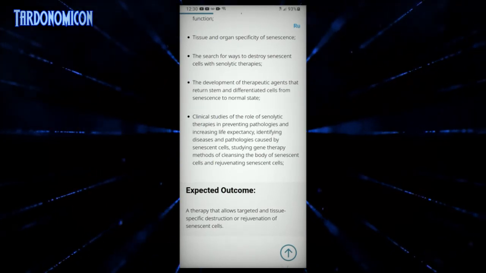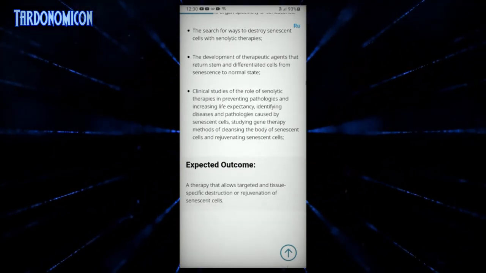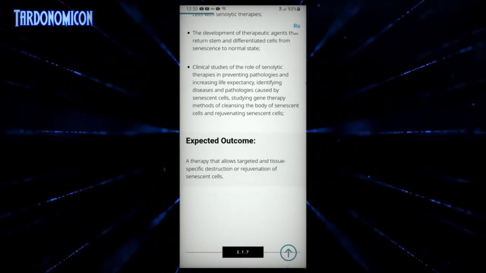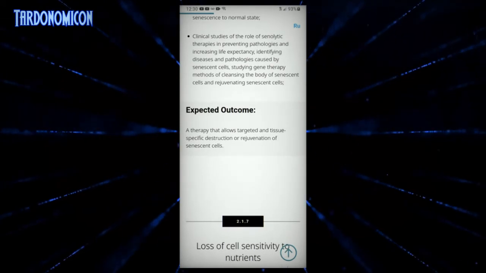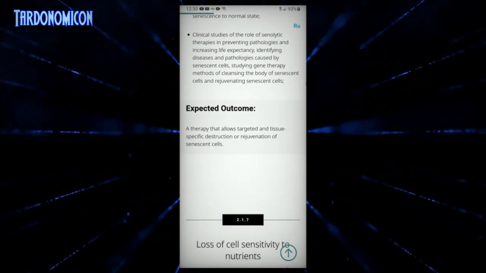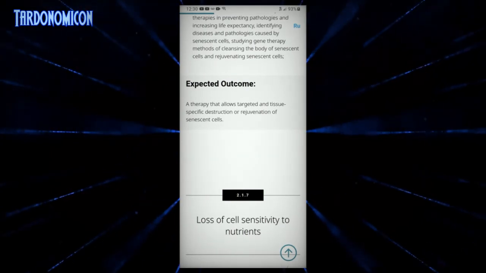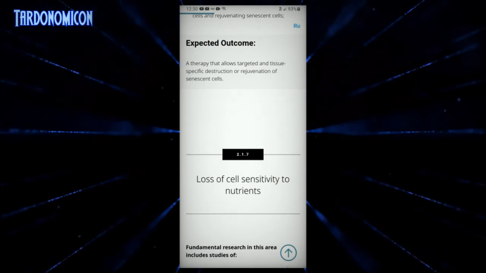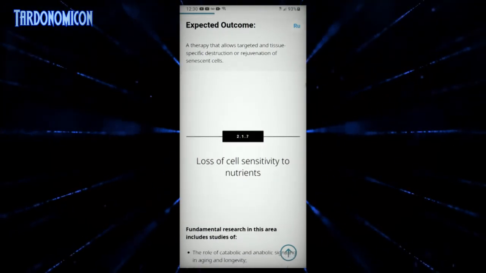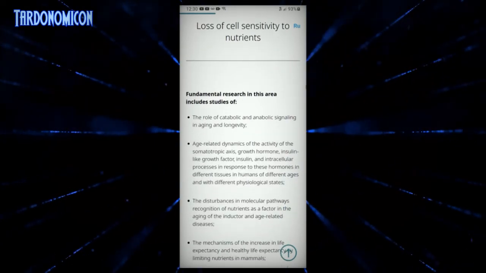The development of therapeutic agents that return stem and differentiated cells from senescence to normal state. Clinical studies of the role of senolytic therapies in preventing pathologies and increasing life expectancy. Identifying diseases and pathologies caused by senescent cells. Studying gene therapy methods of cleansing the body of senescent cells. Expected outcome: the therapy allows targeted and tissue-specific destruction or rejuvenation of senescent cells. Loss of cell sensitivity to nutrients.